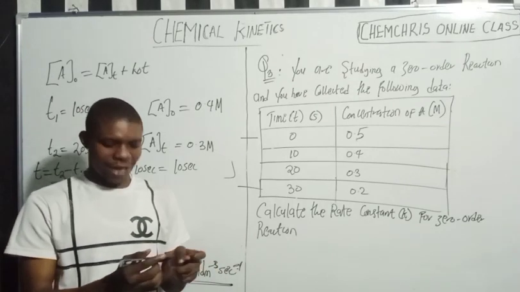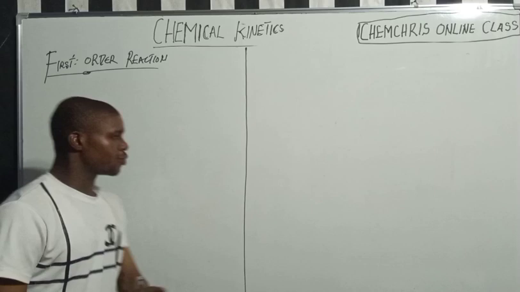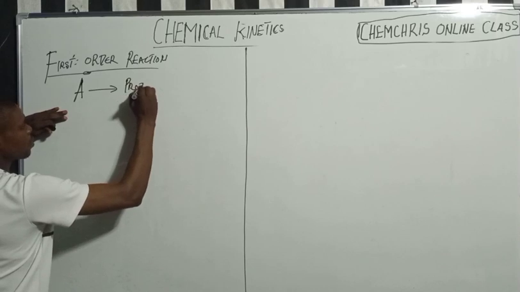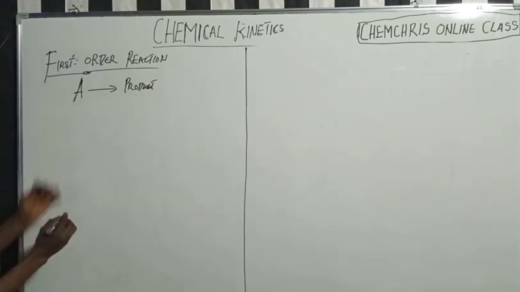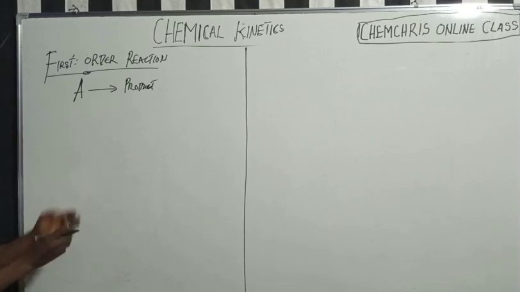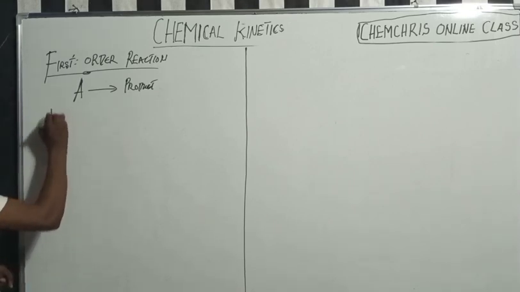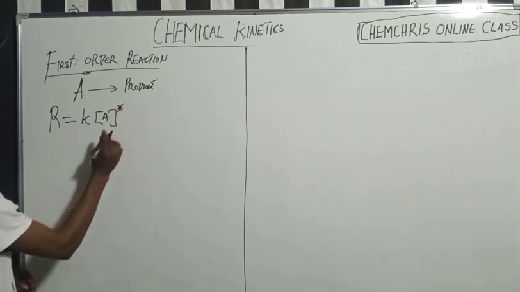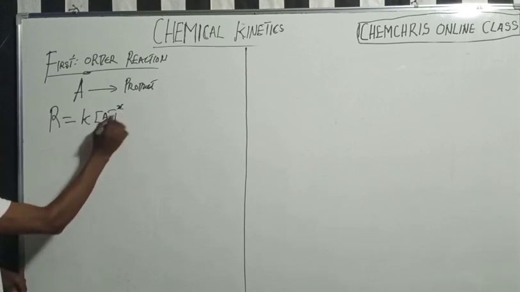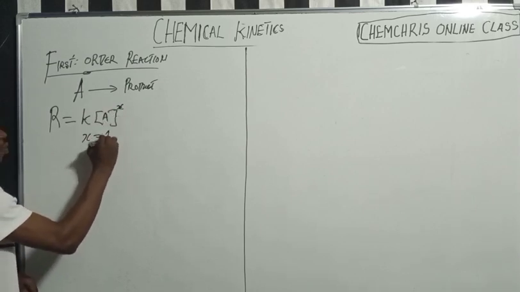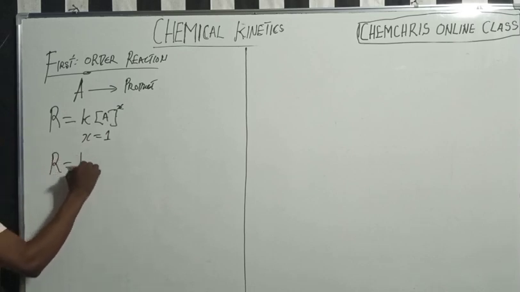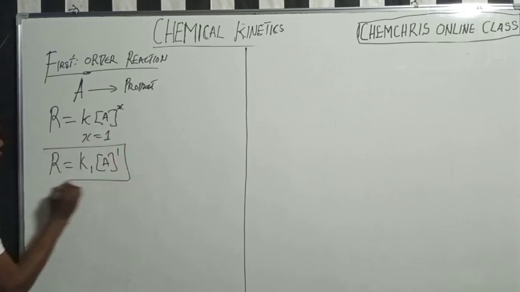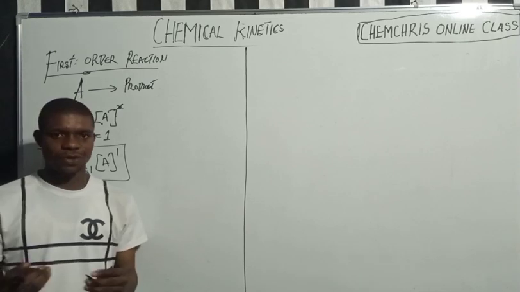Now let's move to first order reaction. So we are also using A moving to the product, right? A moves to the product. Now if you write the rate law expression, it's going to be rate equals to K A raised to X, right? Now because we are talking about first order reaction, X equals to 1. So we're going to have rate equals to K1 A raised to 1 here. Do you see that? So this is the rate law expression when it comes to first order reaction.